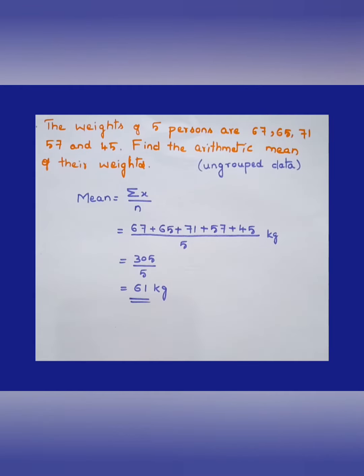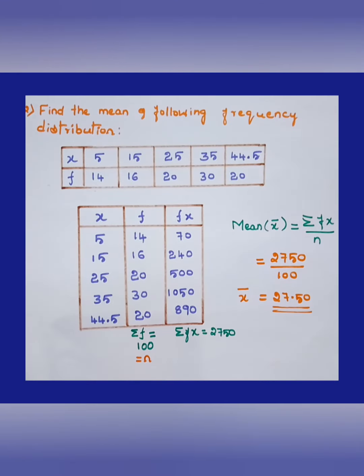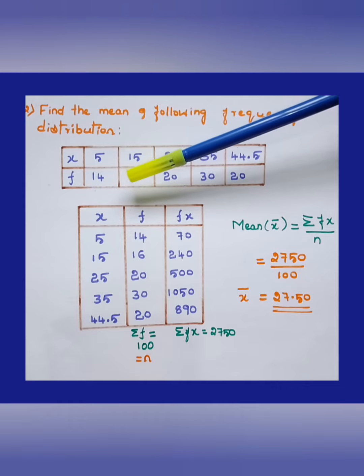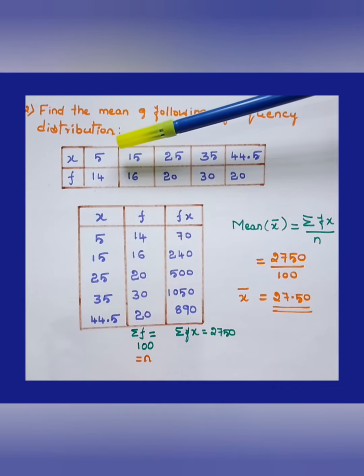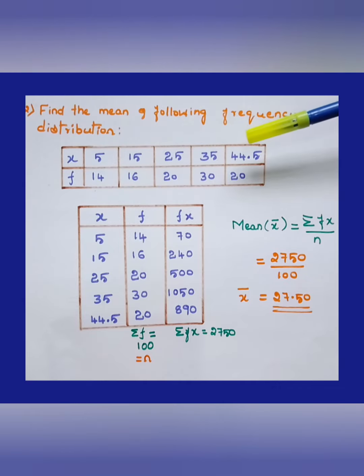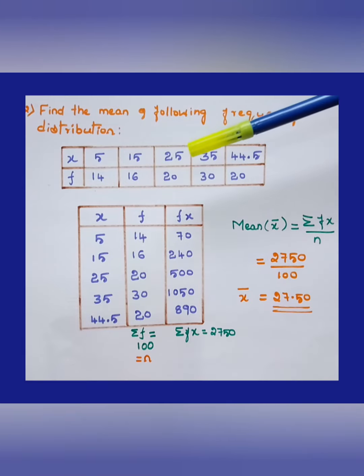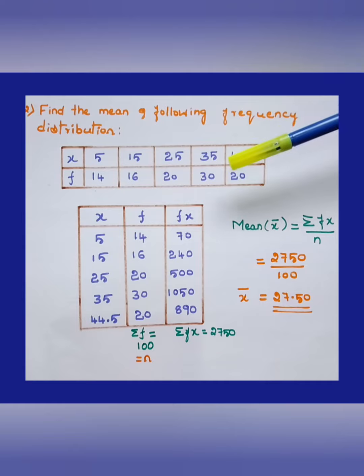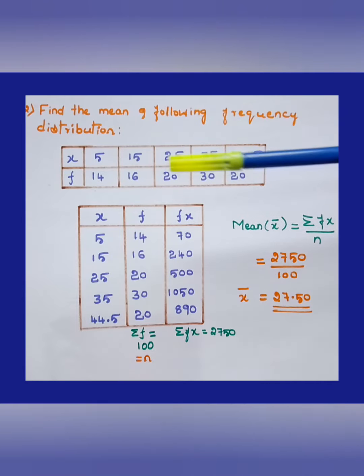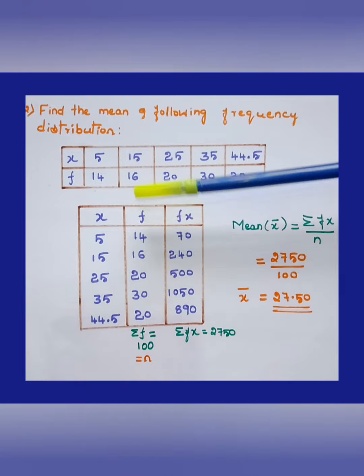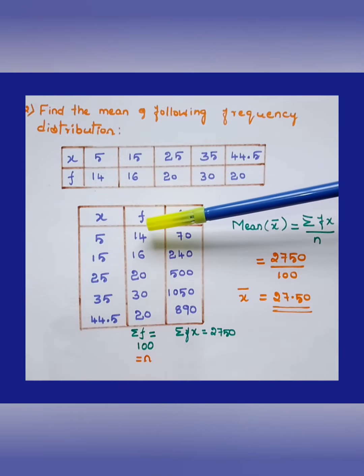Okay, we shall now move to another type of sum to calculate the mean. Find the mean of the following frequency distribution. It is given as x, and f represents frequency, and x numbers are given: 5, 15, 25, 35, 45, and frequency is given. Okay, this is also ungrouped data, but it is tabulated ungrouped data. So tabulated data also you can call them. You can write them like this.